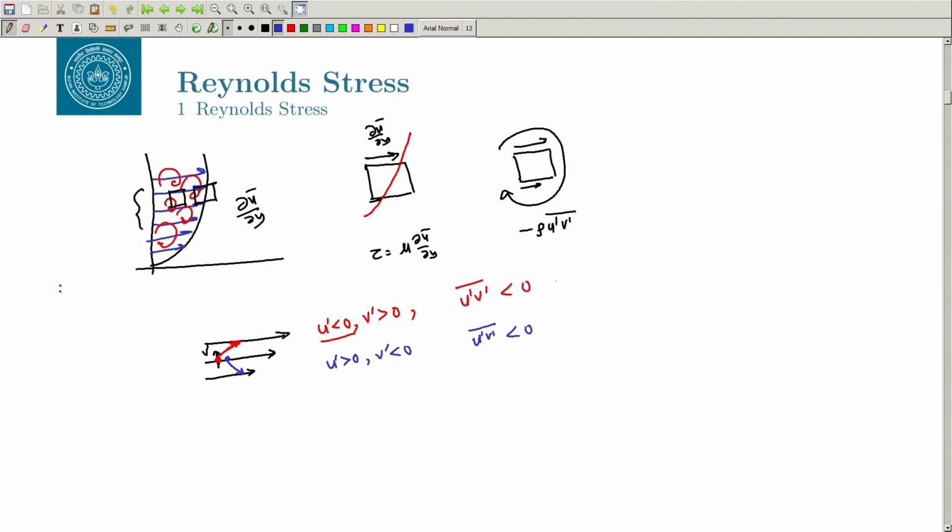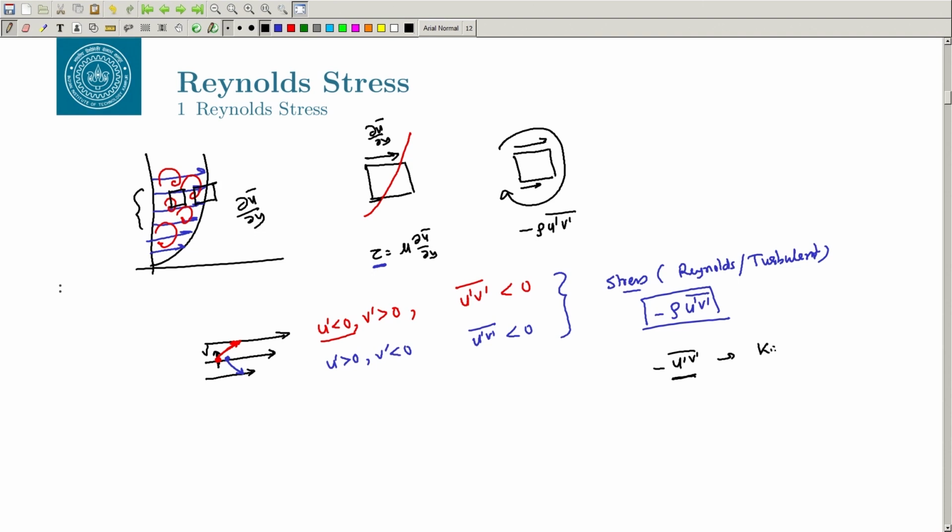Okay. So, in other words, you can define the stress equivalent to the viscous stress you have. This is called the Reynolds stress, or also called the turbulent stress, which is given by minus rho U prime V prime bar. Many people also write it as U prime V prime bar, but this will not be dimensionally consistent. So, you can call it a kinematic Reynolds stress if you want to. Or you can use this minus rho U prime V prime bar, which is the turbulent stress, right.